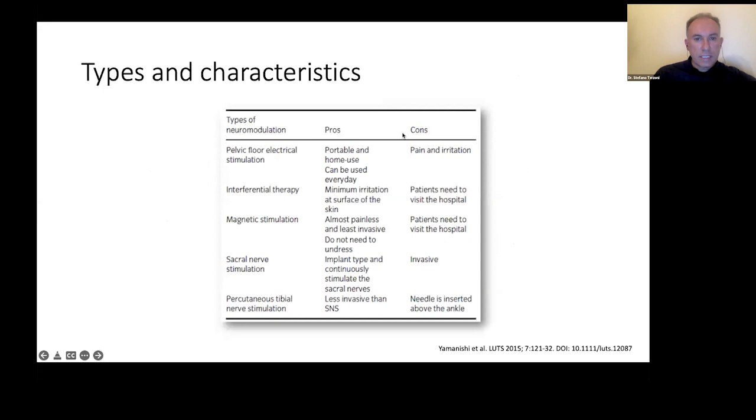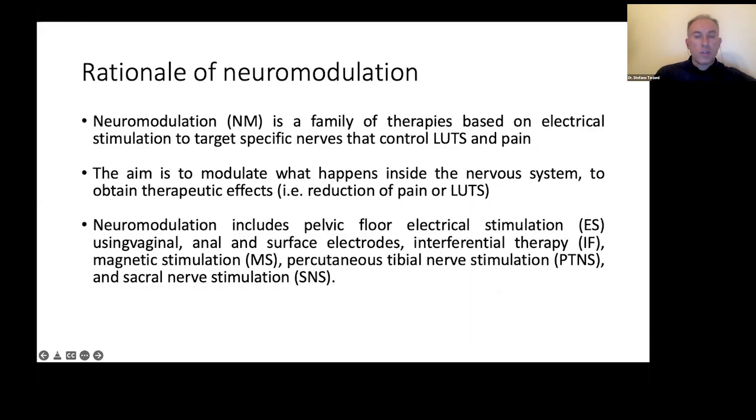The rationale is that neuromodulation is a family of therapies based on electrical stimulation to target specific nerves that control LUTs, so lower urinary tract symptoms, and pain, as has been pointed out by Dr. Signolfi a few minutes ago. The aim is to modulate what happens inside the nervous system in order to obtain some therapeutic effects, such as the reduction of pain or reduction of LUTs. We know that neuromodulation can also be used for overactive bladder, for instance.